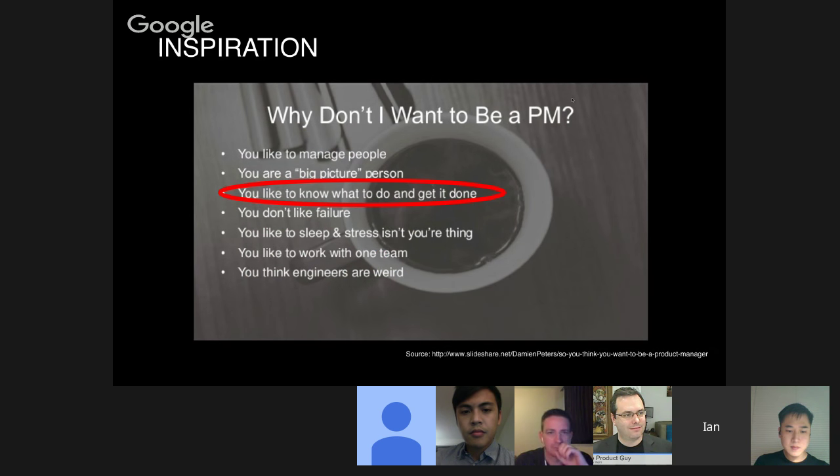The inspiration for this talk is basically this slide, which outlines a lot of reasons you might not want to be a PM. If you like sleep and you don't like stress and you want to work on one team, that's not going to be a reality for you. You're going to be working with a lot of different departments in your organization. You're going to be dealing with engineers. One of the pain points here is the idea that if you like to know what to do and get it done, product management isn't for you.